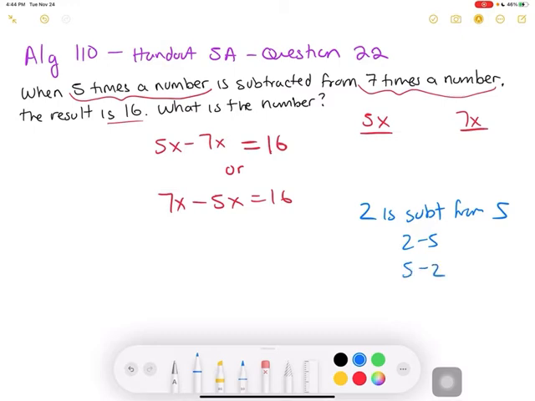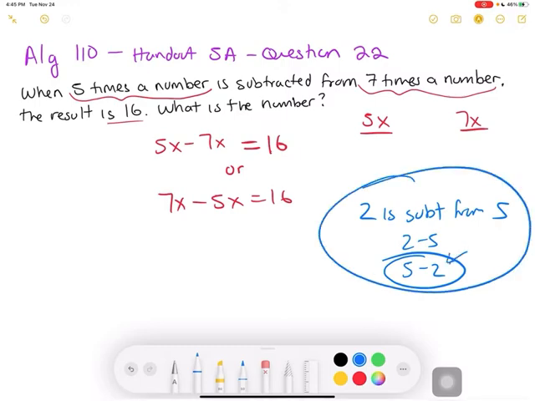So 2 subtracted from 5. It really looks like you have 5 and you're taking away 2. You're subtracting 2 from 5. So with this wording, the second number that appears is the one that goes first, minus the first number that appears, which in this small thought experiment is the 2. If it says 2 subtracted from 5, it means 5 minus 2.